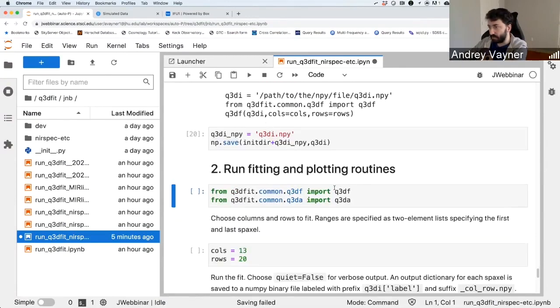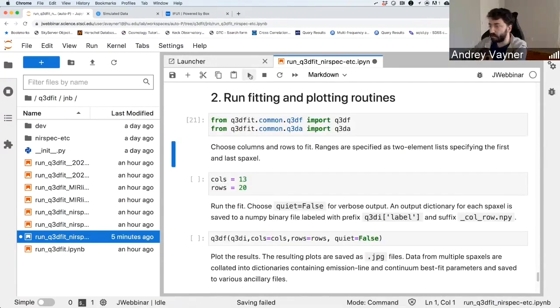Okay, so we're basically importing the two important functions that are used in Q3Dfit, which are Q3Df and Q3Da, for the fitting and analysis portions of the software. And then we're going to specify which spaxels we want to fit. In this case, we're going to fit column 13, row 20. Just to remind you that the data cube is 30 by 30 spaxels, so this is fairly close to the center of the quasar. So we are trying to test here whether we can subtract out the quasar emission close to the brightest portion of the point source.